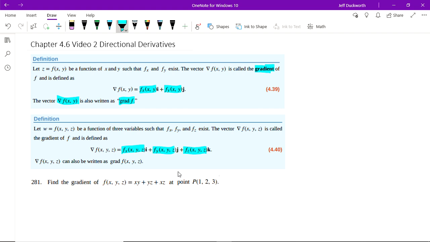Okay, so this question here, we just need to find the gradients. Find the gradients of this. We've got 3 variables here, so we need the 3 partials. We need the derivative of f with respect to x. Well, we get a y. That middle term goes away, and then we're left with a z. So y plus z is our derivative with respect to x.